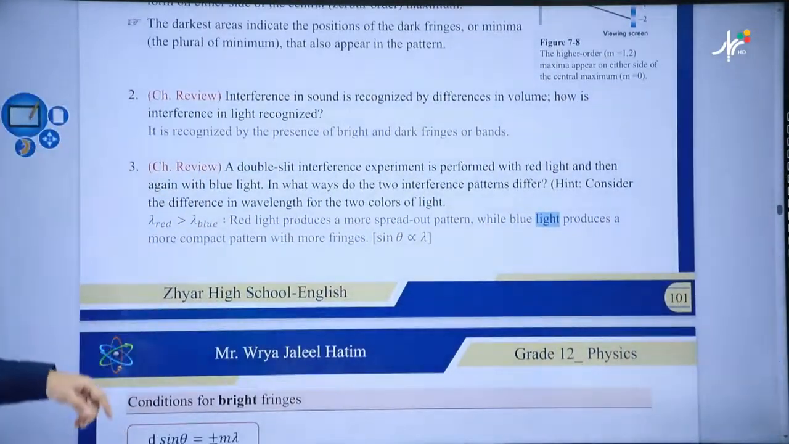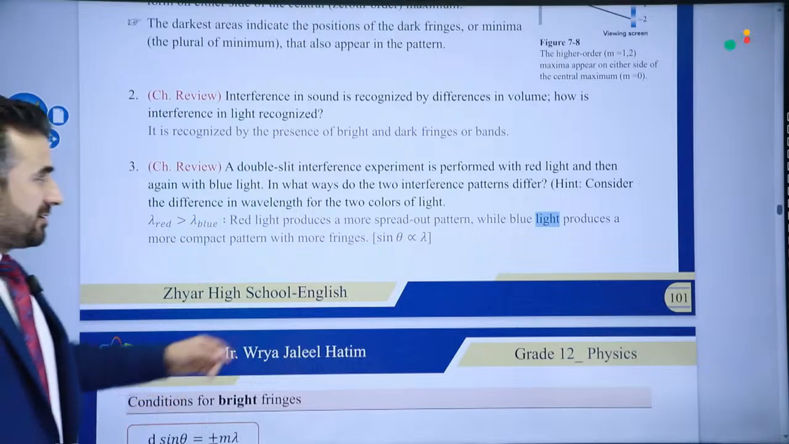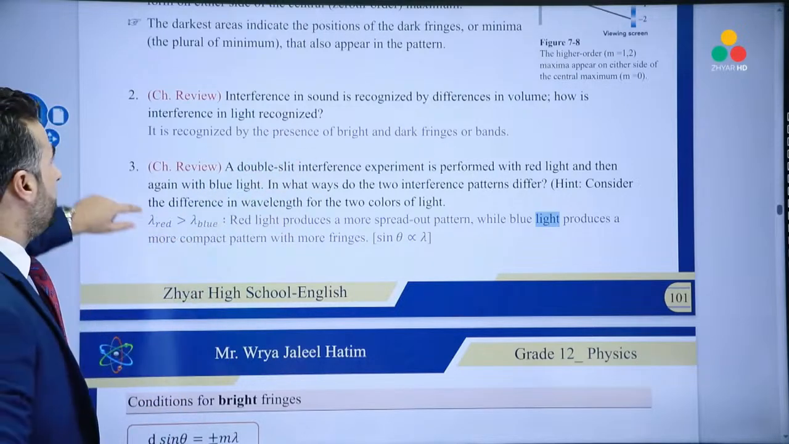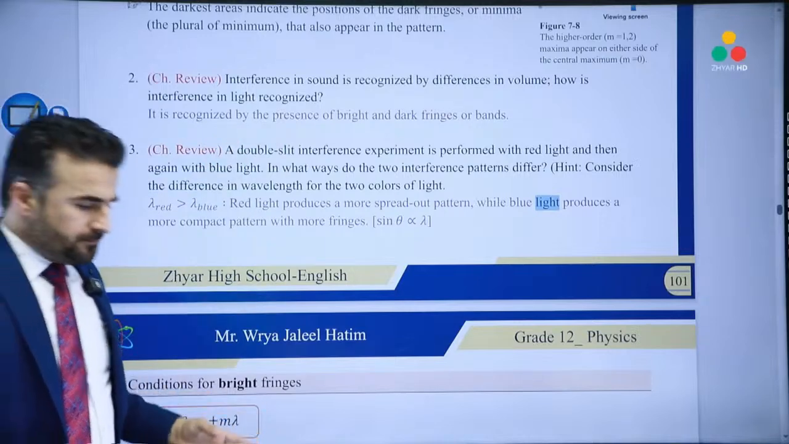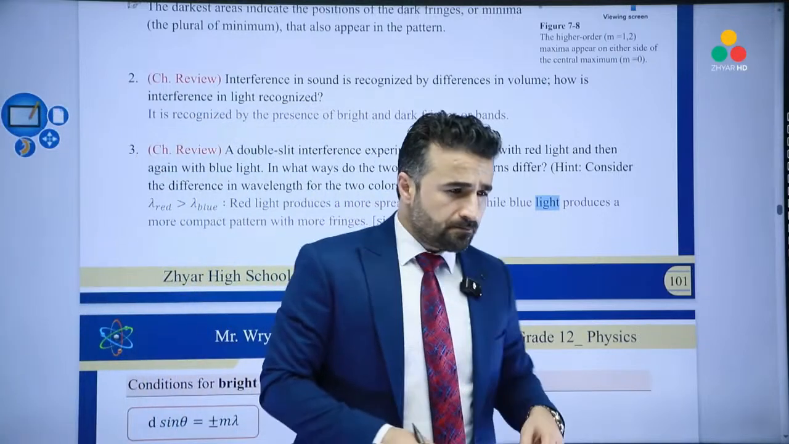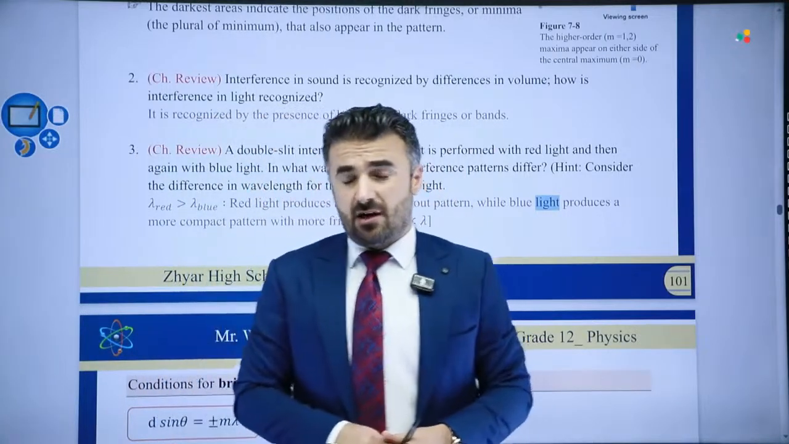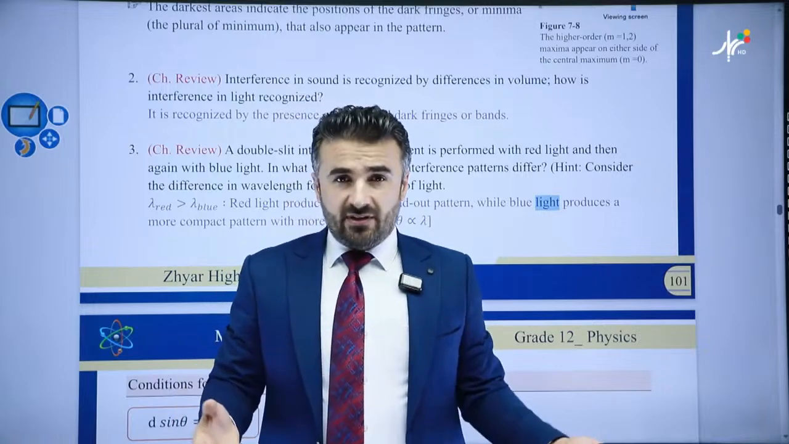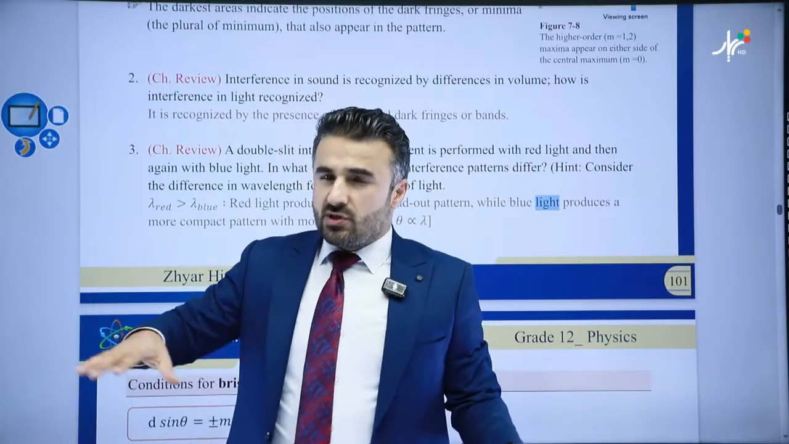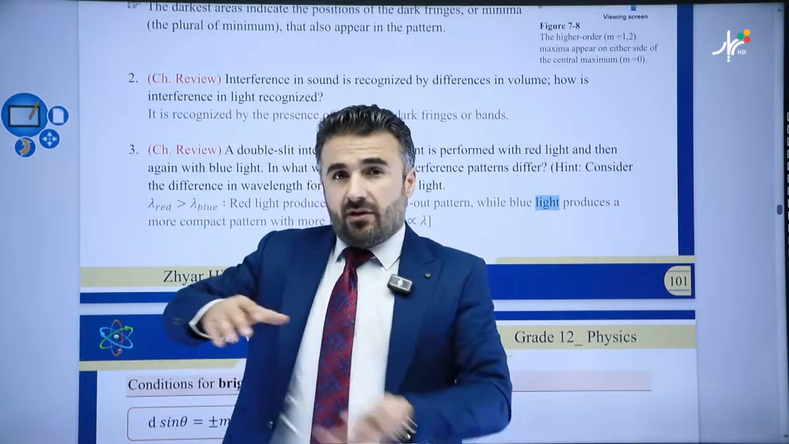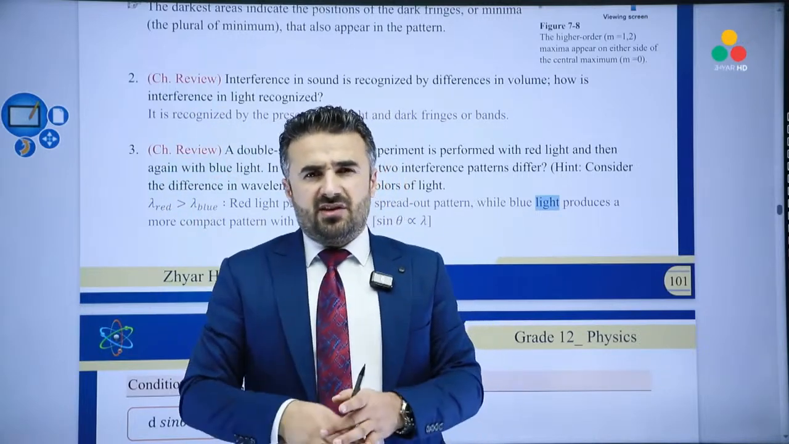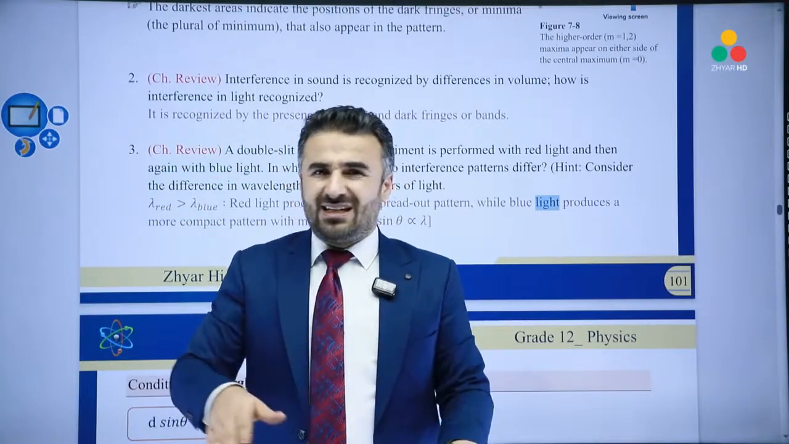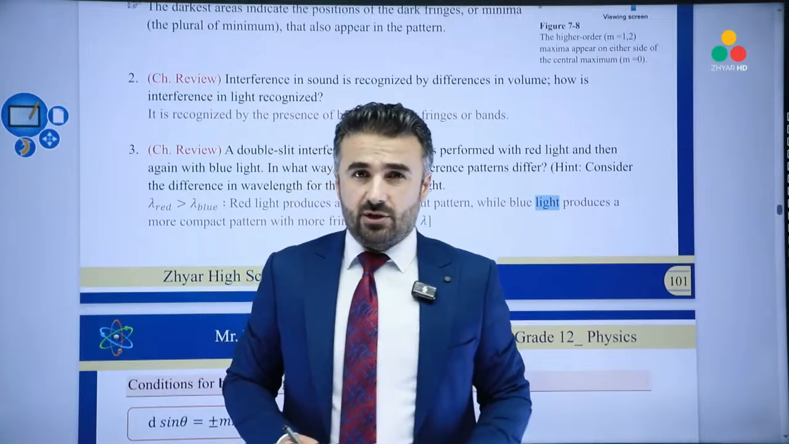Okay, now we have a question. I think we need some questions because that was too much explanation. It says, interference in sound is recognized by difference in volumes. So when interference normally happens in sound, we get constructive and destructive regions, yeah? For those regions that are constructive, the volume of the sound becomes louder. For those regions that are destructive, the volume is either going to be lower or completely silent, if it is completely destructive.